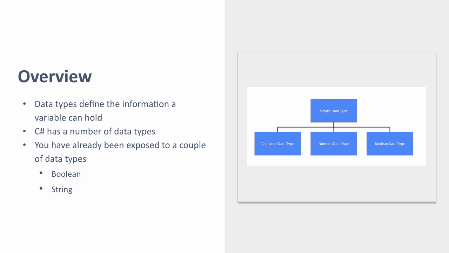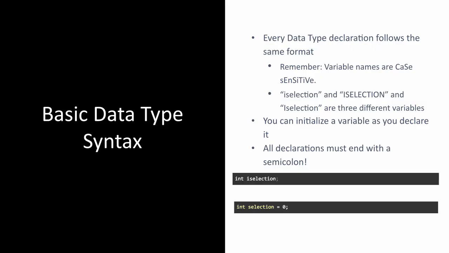So let's go ahead and look at the details of how you declare data types and variables in C#. The basic syntax is very simple. If you look at the very bottom, I'm declaring an integer variable called iSelection, and the syntax is just int and iSelection. I can also initialize that variable when I declare it. So when I declare iSelection in this particular example, you'll notice I'm setting it to 0 right away.